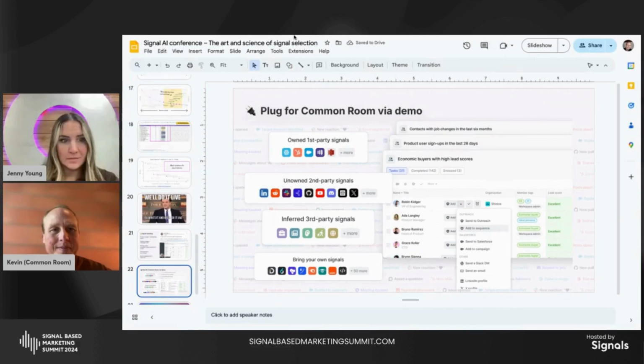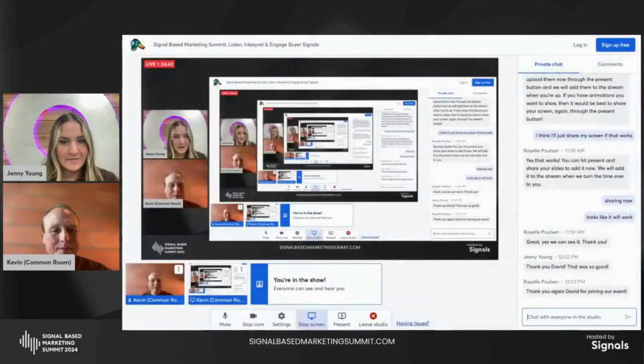That's it. Great. Thank you, Kevin. I did see one question come in. If you're a smaller company with more limited resources, how do you decide which signals to prioritize?